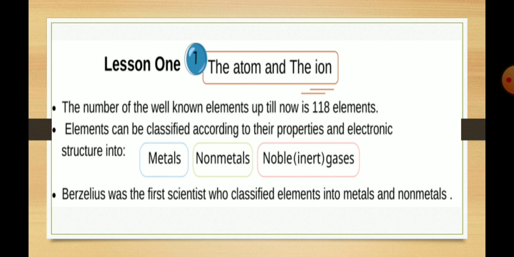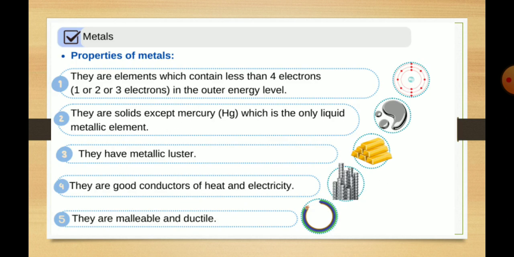Today we are going to talk about Lesson 1, the atom and the ion. The number of well-known elements up till now is 118 elements, and the elements can be classified according to their properties and electronic structure into metals, nonmetals, and finally noble gases. And remember that Berzelius was the first scientist who classified elements into metals and nonmetals only.